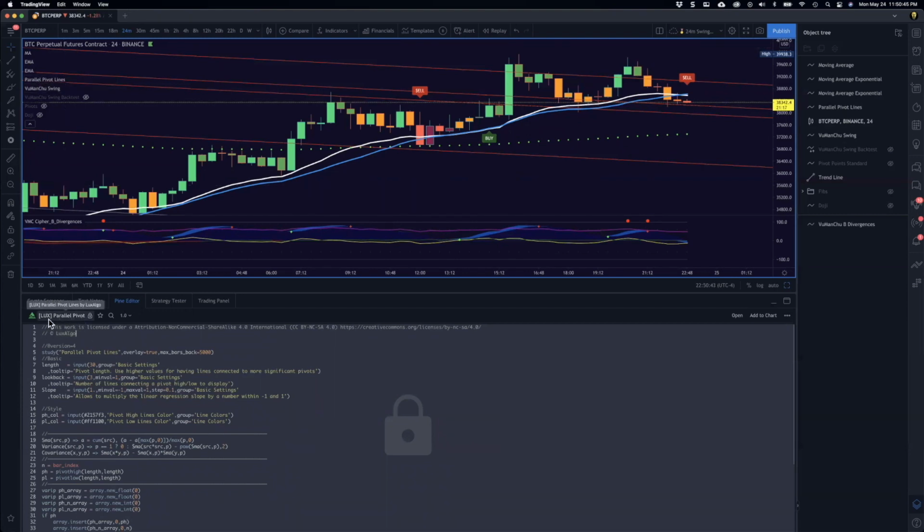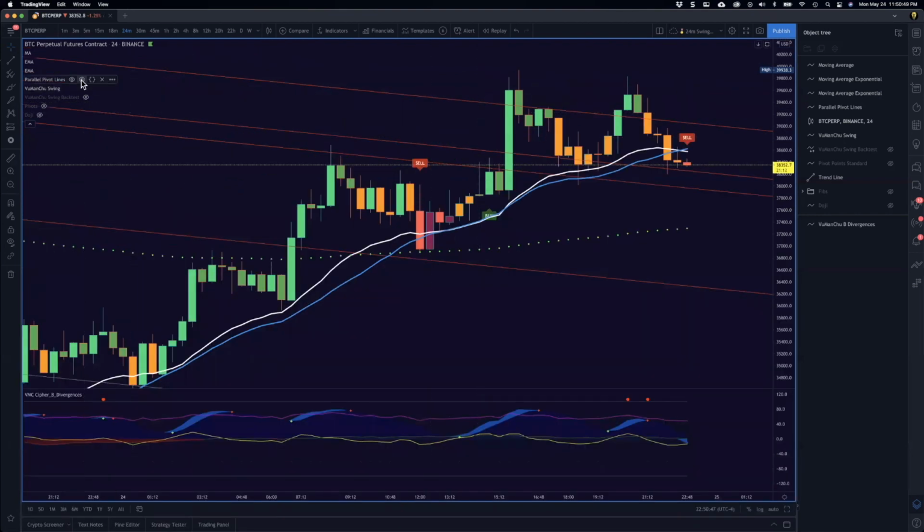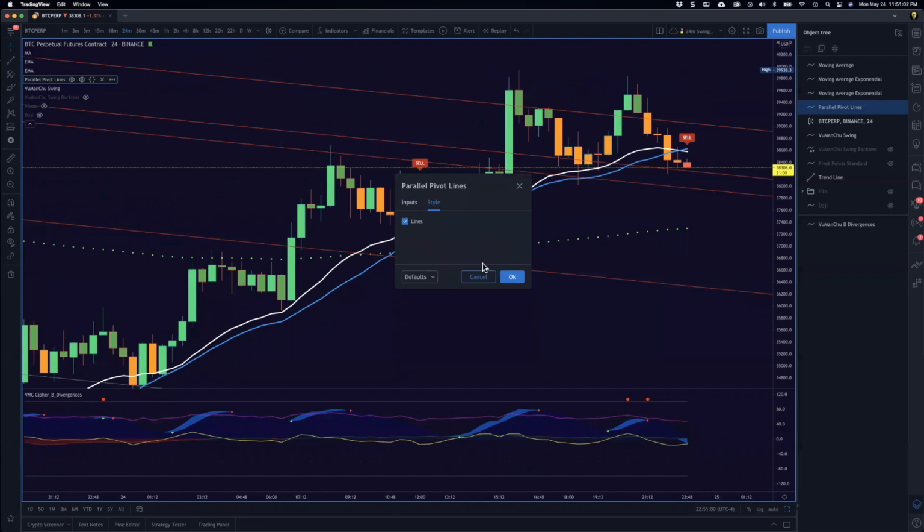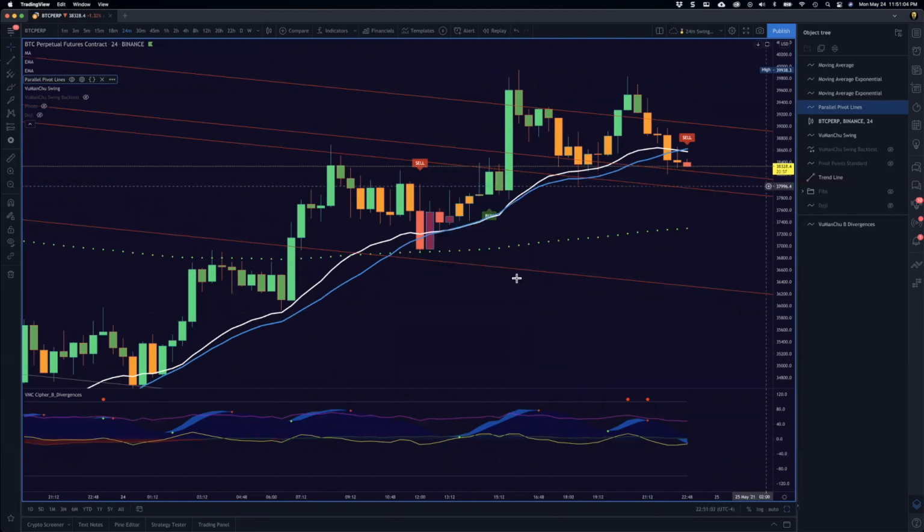So if you're trying to get it on your chart right now, type this guy's name or type in parallel pivot Lux. Once it's on your screen, you'll click on the setting bar and change this number to 4. And you can change the colors to what you like. I like to use red as resistance and gray as support. Okay. Personal preference. That's what I like.